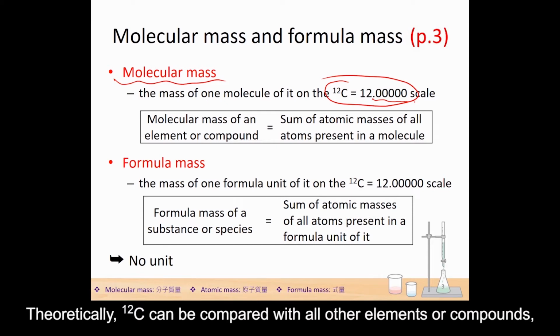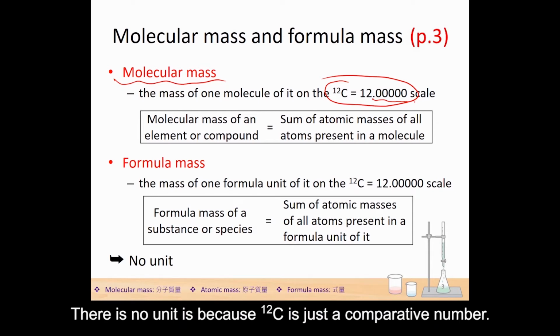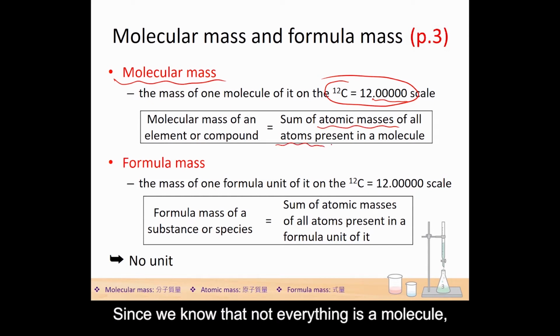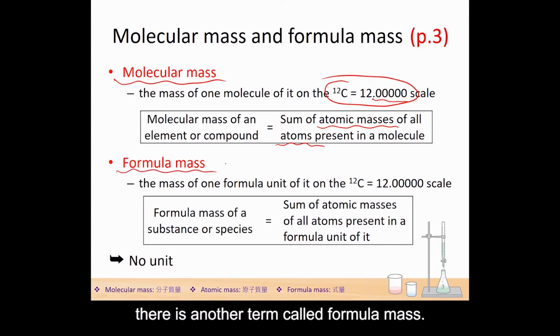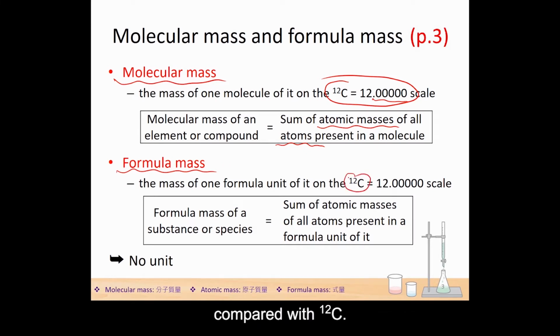Theoretically, carbon-12 can be compared with all other elements or compounds, so there is no unit for carbon-12. There is no unit because carbon-12 is just a comparative number. Molecular mass is the sum of atomic masses of all atoms present in a molecule. Since not everything is a molecule, there is another term called formula mass. The formula mass reflects the mass of substances in the chemical formula compared with carbon-12.